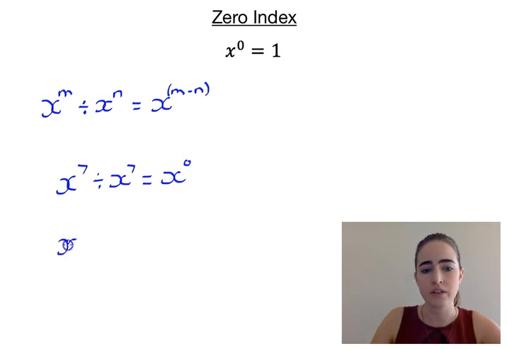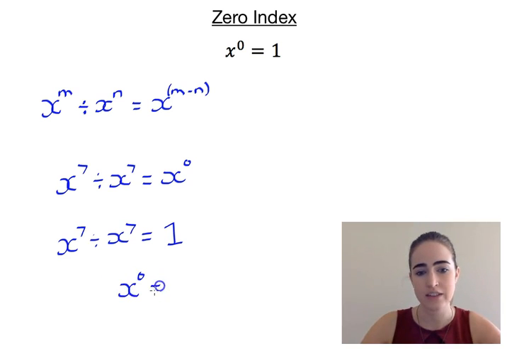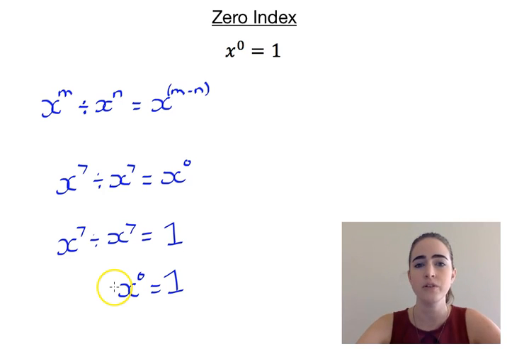But we also know x to the power of 7 divided by x to the power of 7 has to be equal to 1, because if we've got something divided by itself, that's always going to give us 1. So because we've used the same expression both times, that means that our two answers have to be equivalent. They have to be equal to each other. So x to the power of 0 has to equal 1. And that sort of logic will work no matter what base or what power we pick. So there's two different ways of looking at the index law that says anything, a number or a variable, to the power of 0 is equal to 1.